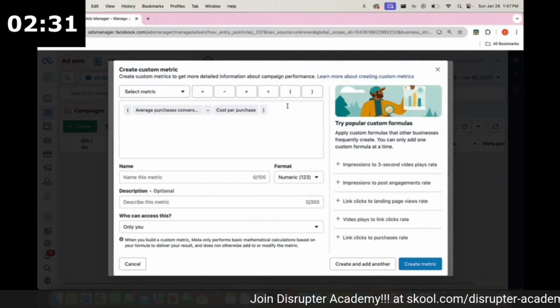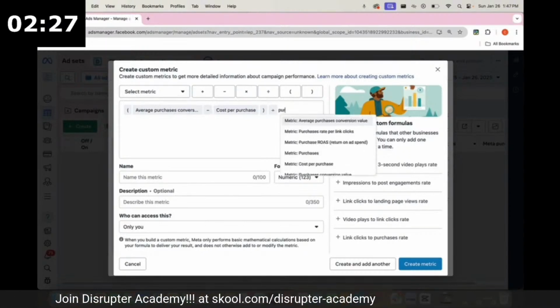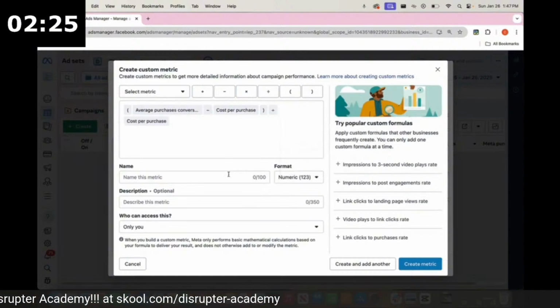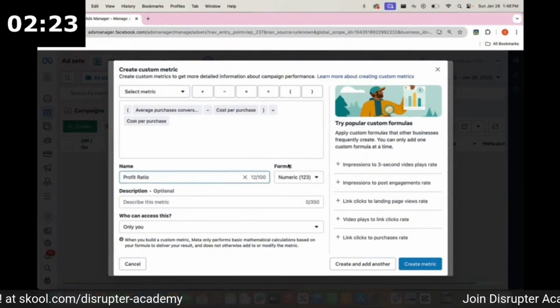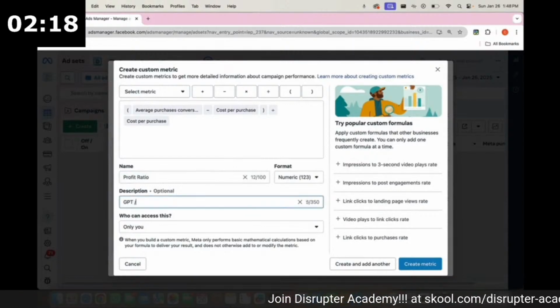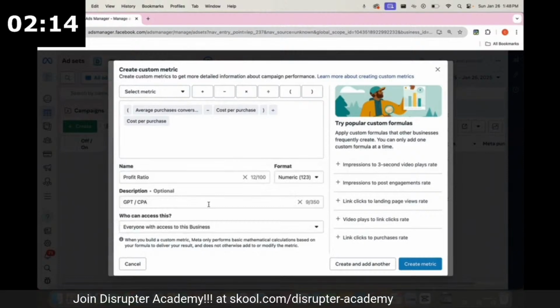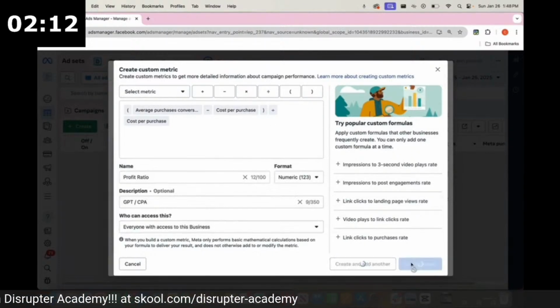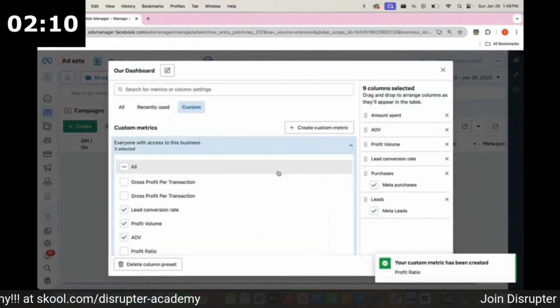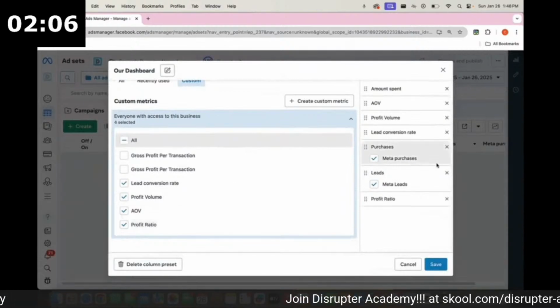But if we want to understand profit ratio, we're going to divide this, again, purchase by cost per purchase. So this is our profit ratio. And we can describe it as GPT divided by CPA. And let's go ahead and make this accessible to everyone with the business. And there we go. Let's hit create metric. And now we have it right here on our dashboard. Boom, there it is.